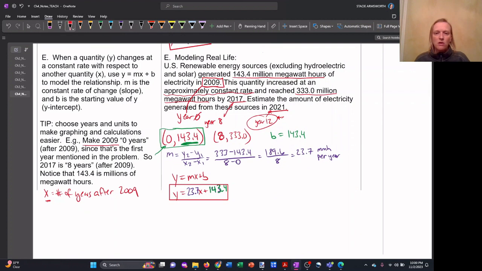So what I'm doing here is taking y equals 23.7 and multiplying it by 12, and then adding 143.4. When I do that calculation out, I get 427.8 as my answer. This is million megawatt hours. 427.8 million megawatt hours in year 12, which is the year 2021.